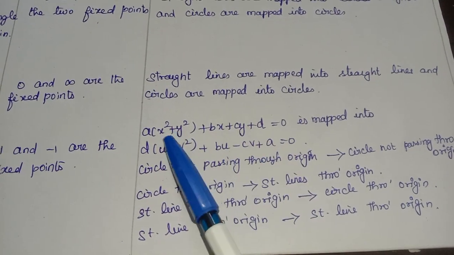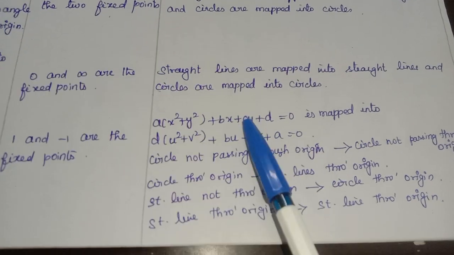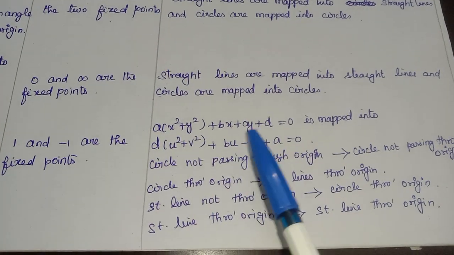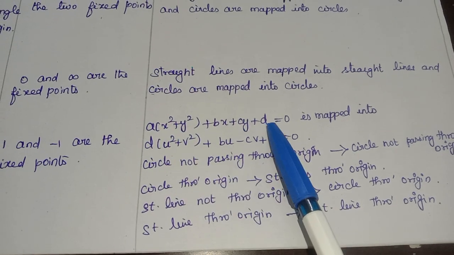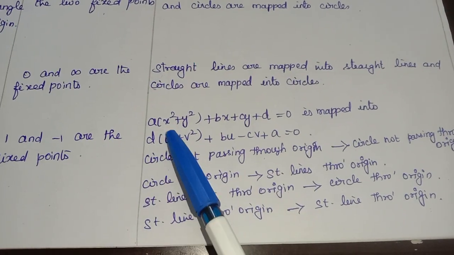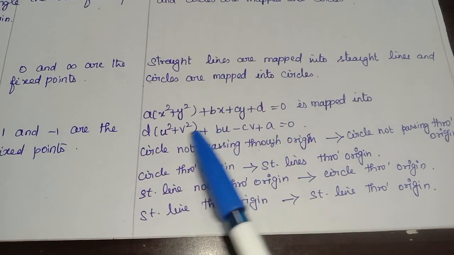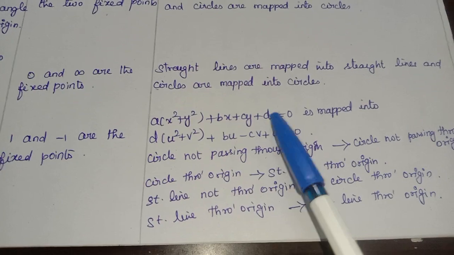So here this equation is mapped into this equation. What is the transformation here? Very big calculations are there. If this is the domain and this is the range, in the range the image will be d into (u square plus v square) plus bu minus cv plus a equal to 0. You have to remember this equation. So the image of this is this.